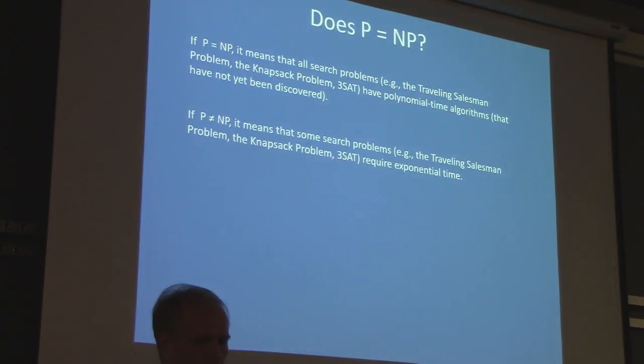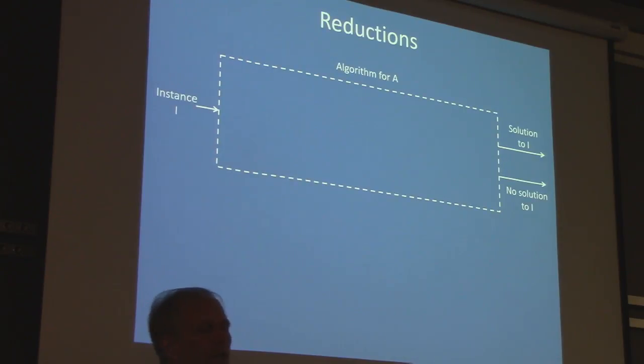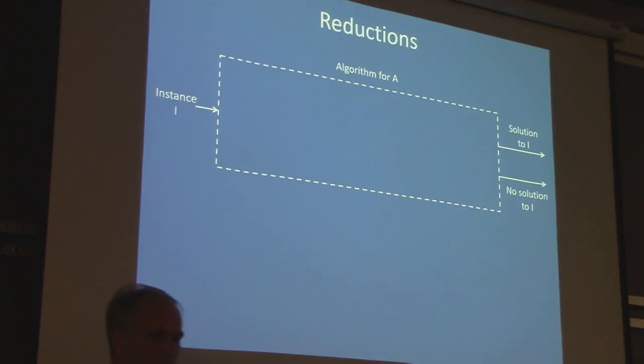If P is not equal to NP, it means that all these problems that we think are hard really do require exponential time. So that's the most likely outcome, most people think. Now we're going to get into talking about what the definition of NP completeness is. We've got to work up.